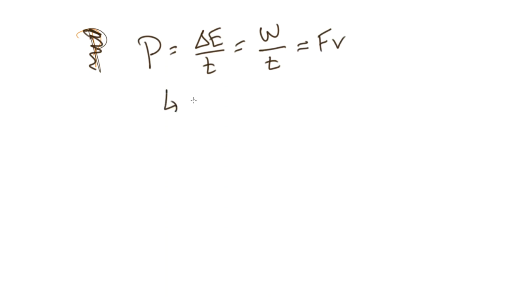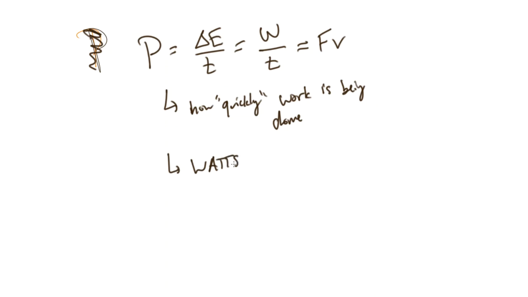Power is how quickly work is being done. The units for this are watts, or sometimes joules per second, or sometimes Newton meters per second, because a Newton is force and velocity is meters per second. I rarely ever see it written like this. You more often see it written as watts or joules per second.